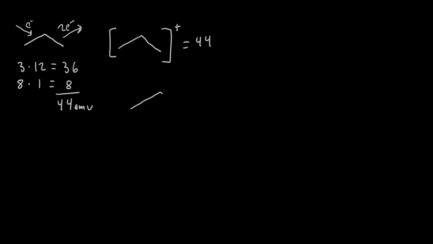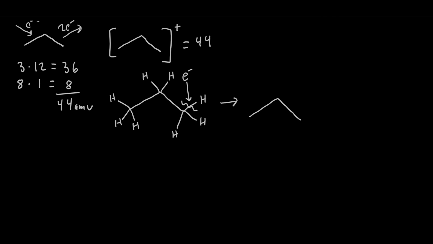So if we have our propane, and if we were to draw all of our hydrogens, if we have an electron with enough energy, the electron could potentially break a bond, and it could knock off one of these hydrogens, which would then give us the compound of propane with a positive charge. And since there's a positive charge there, it'll still show up in our detector, because positive charges are what we're detecting. We can only detect molecules with positive charges.